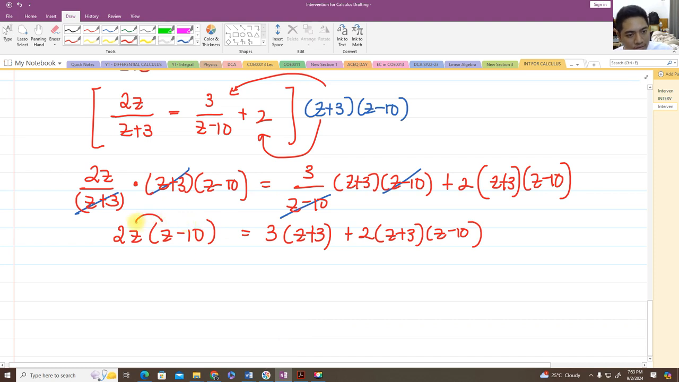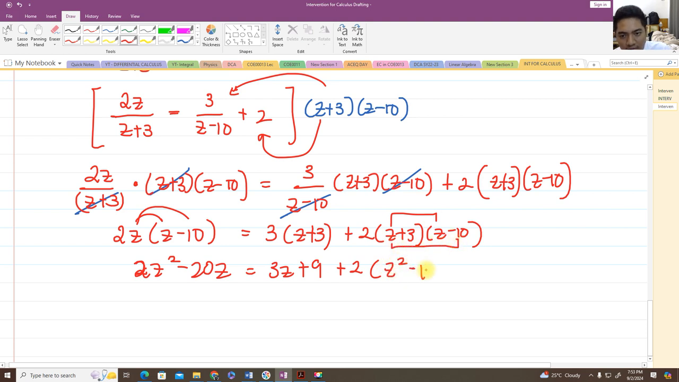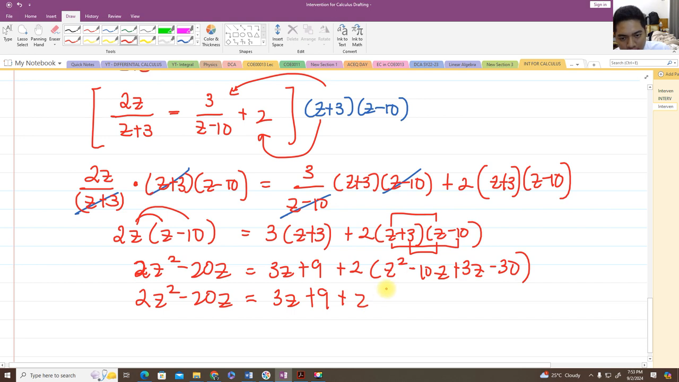So, distribute 2z times z, that's 2z squared minus 20z equals 3z plus 9. Then you have to FOIL this. You have z squared first, then outer negative 10z, then inner, that's 3z, and then last negative 30. So we simplify this. Z squared, negative 10z plus 3z is negative 7z minus 30.